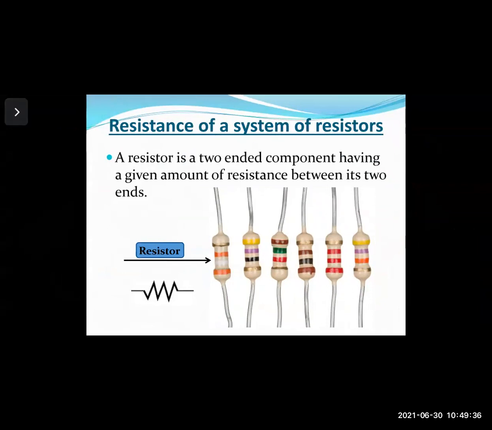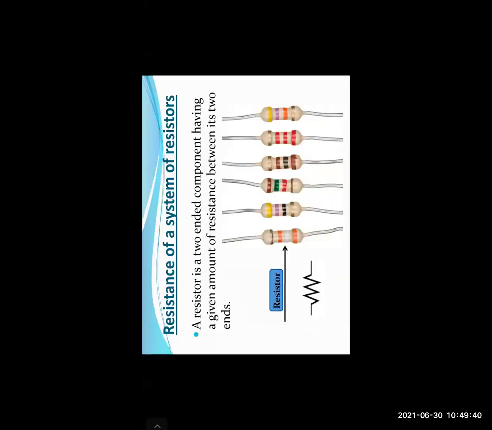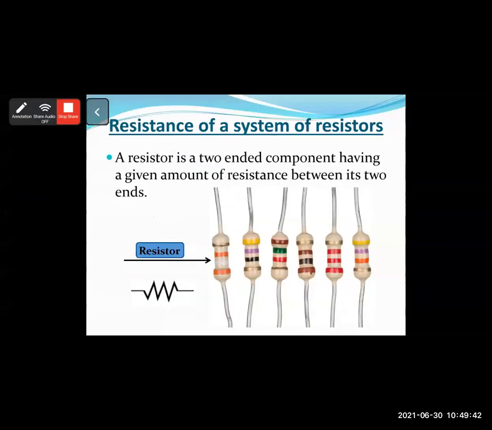As you can see in the image here, there are various types of resistors which are color coded. मतलब depending upon the color codes, they have different resistances. मतलब some of them can have high resistance, whereas some of them can have low resistance.